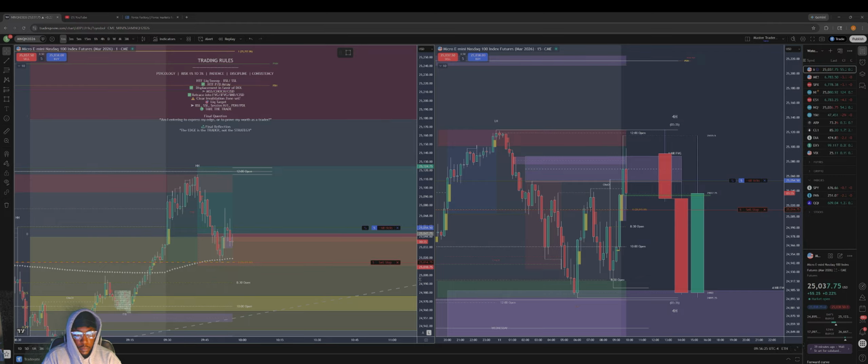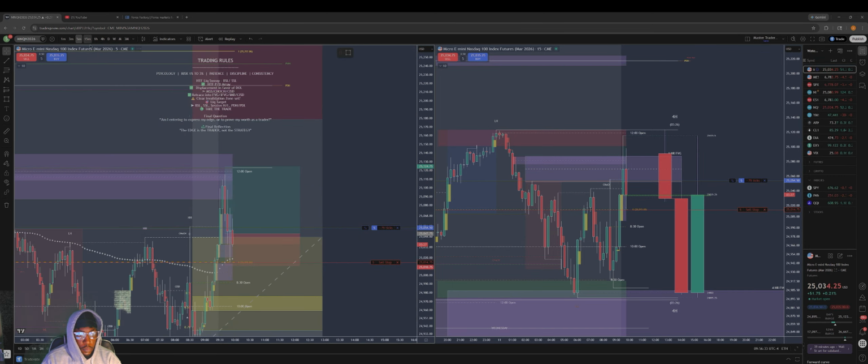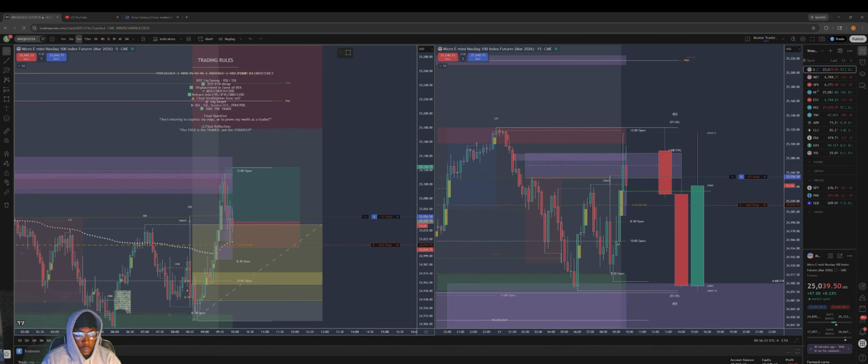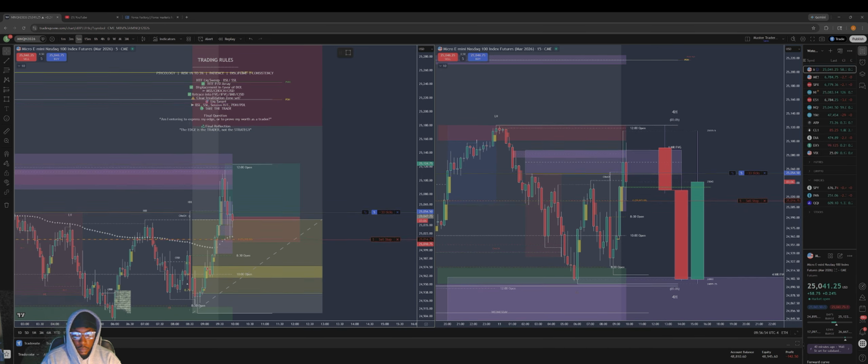So I'm in a little bit of drawdown here, about 70 ticks. No issue at all. We already put in our stop loss, and we already got our targets mapped out. There's really nothing to do right here but just wait.